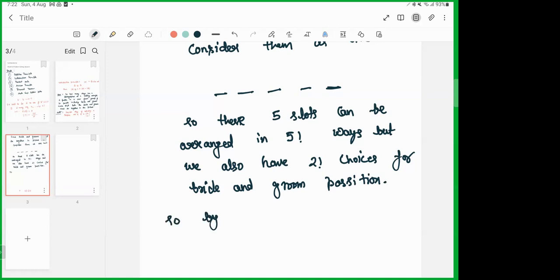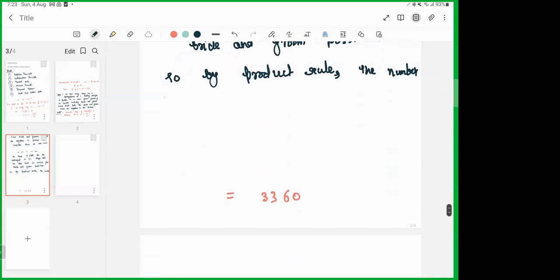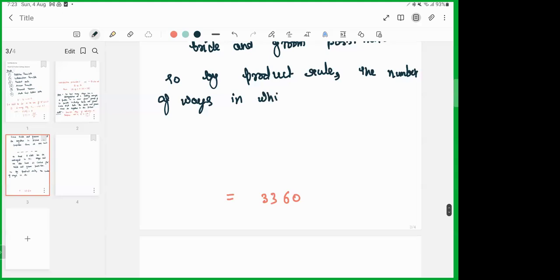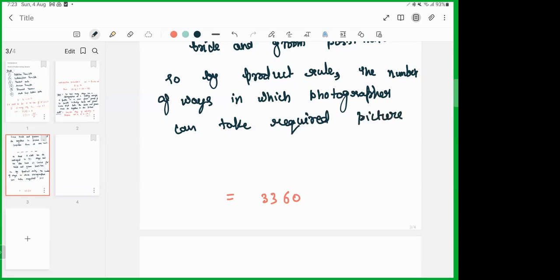So by product rule, the number of ways in which the photographer can take the required picture equals 8 choose 4 multiplied by 5 factorial multiplied by 2. So compute this.